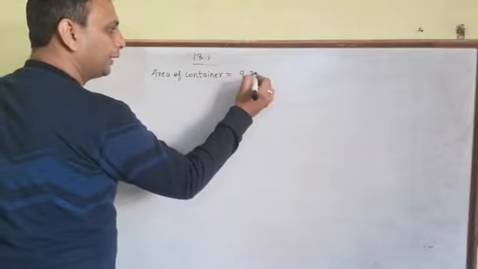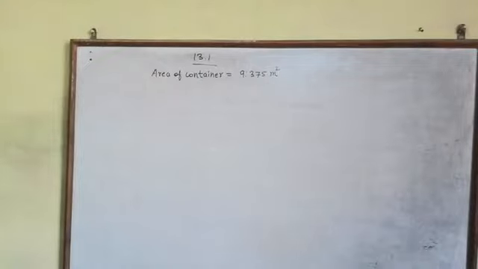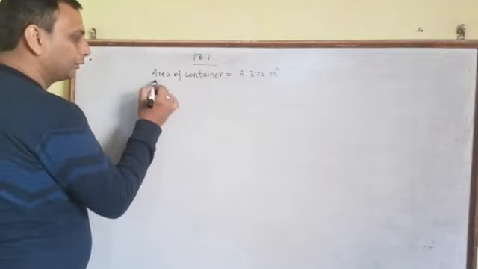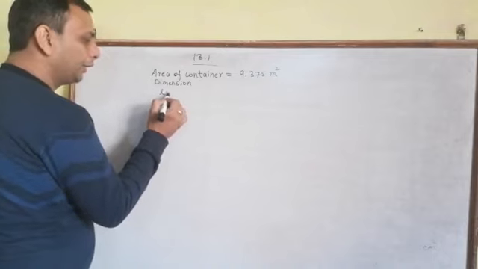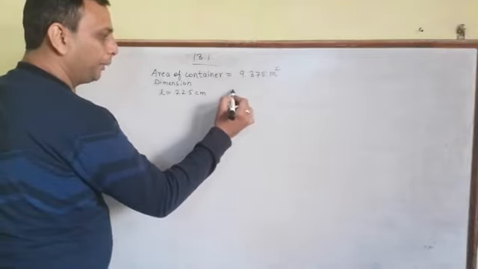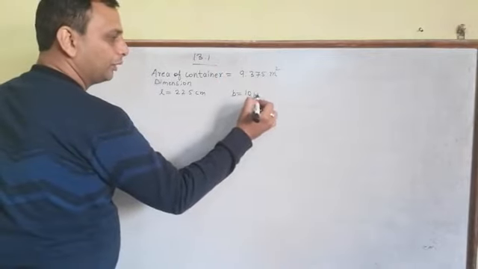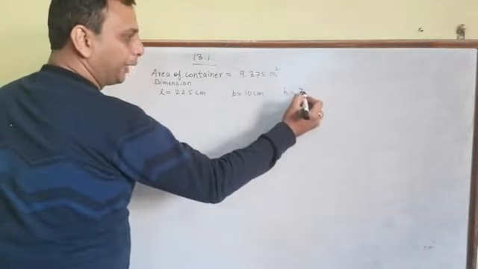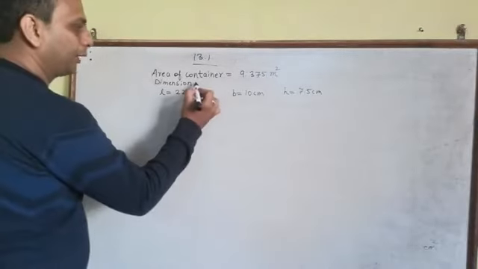The area of the container is given as 9.375 meters square. It is mentioned in the question. And the dimensions of the bricks: the length is given as 22.5 centimeter, the width is 10 centimeter, and the height is mentioned in the question. You have to take them in sequence: length, width, and height. So this is the dimension of the brick.